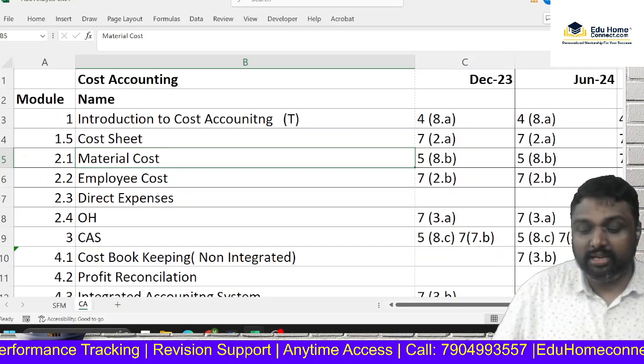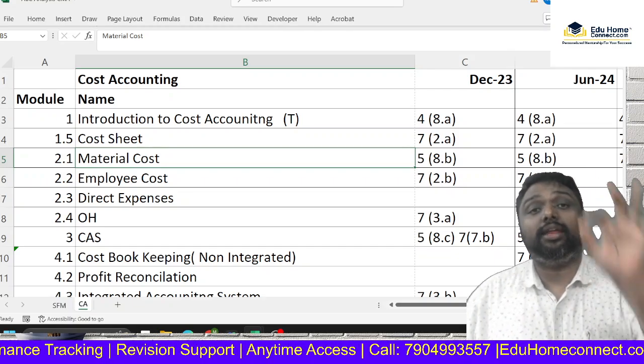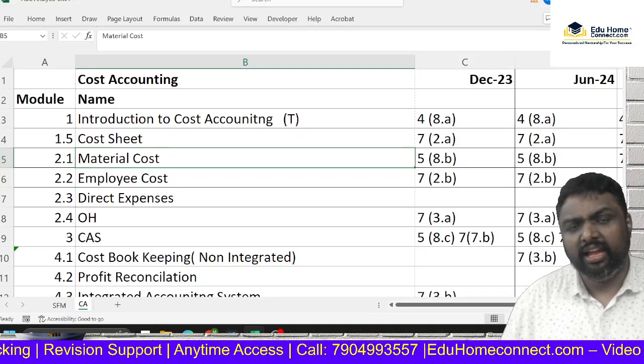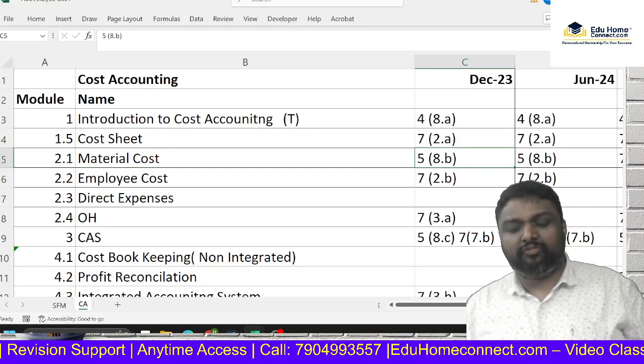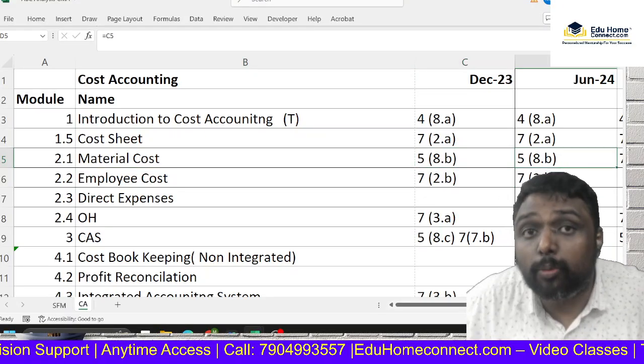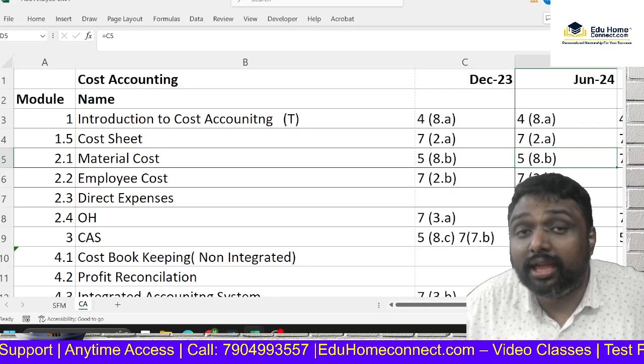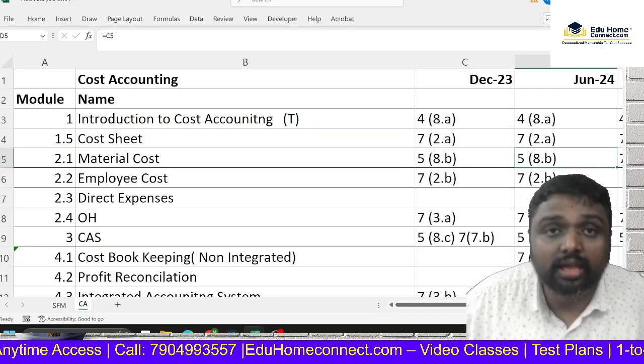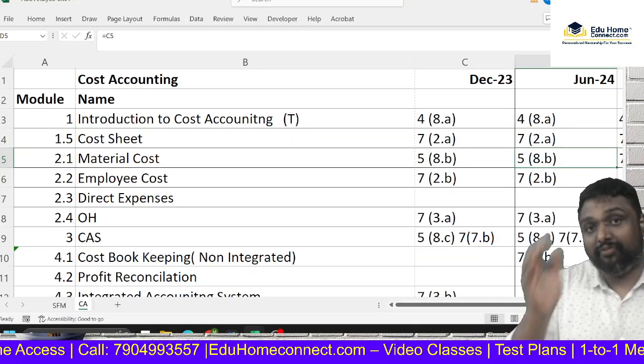Coming to the next chapter, material. Every time there is one theory question in the material chapter: ABC, JIT, VED, like that. That theory is 5 marks. Sir, no problem question? We have problems like EOQ, stock level, and stock ledger, where there are FIFO and LIFO.